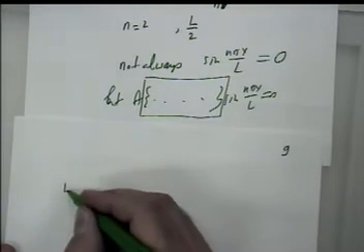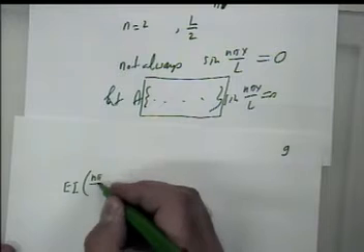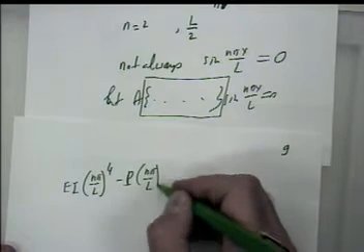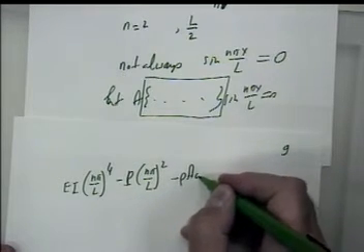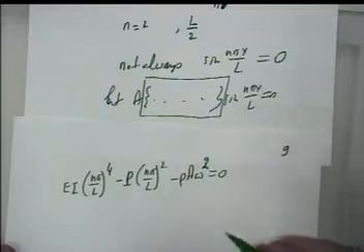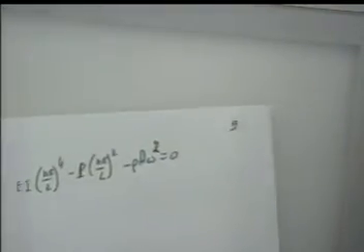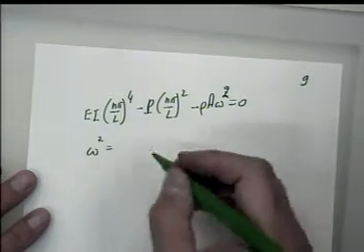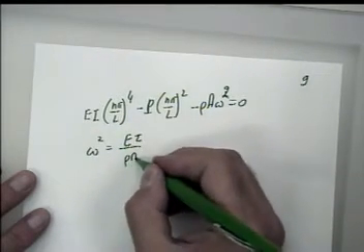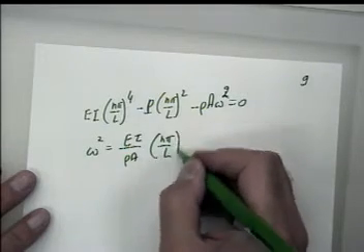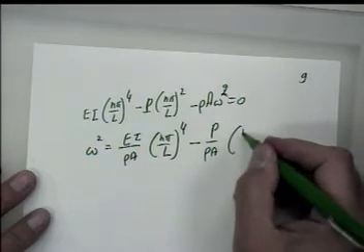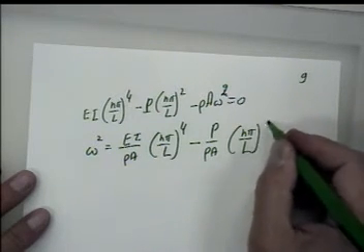So what is left then is as follows: EI n pi over L to the fourth power minus P n pi over L squared minus rho A omega square must be 0. So from here we get the natural frequency. Omega square equals EI over rho A n pi over L to the fourth power minus P over rho A n pi over L squared.